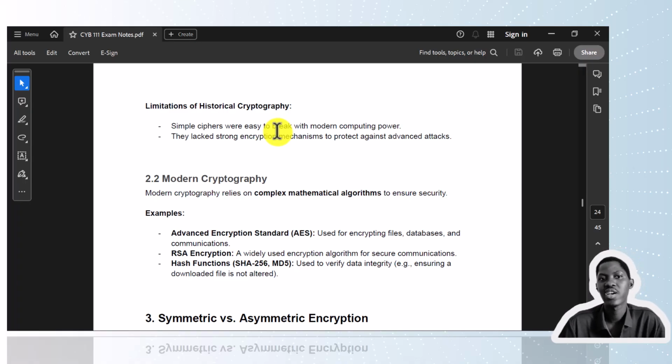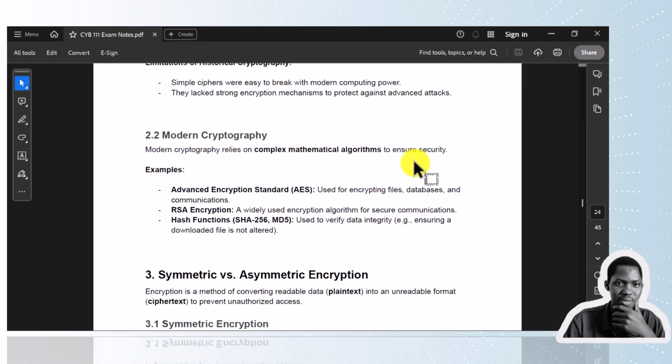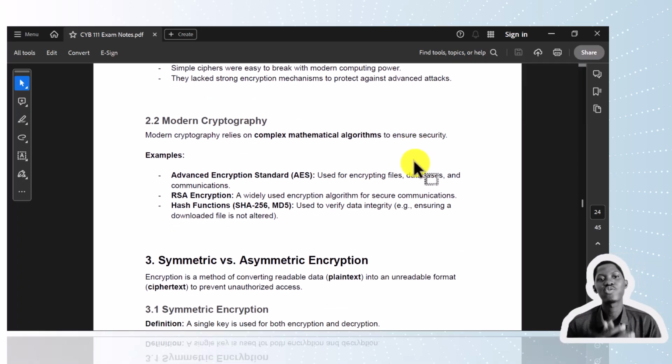Yes, so that's the limitations of historical cryptography. There's not much story of history there, so it's a very interesting one. Now we are coming to modern cryptography. What is cryptography like in modern day? Modern cryptography relies on complex mathematical algorithms to ensure security. These algorithms, they get broken into, right?